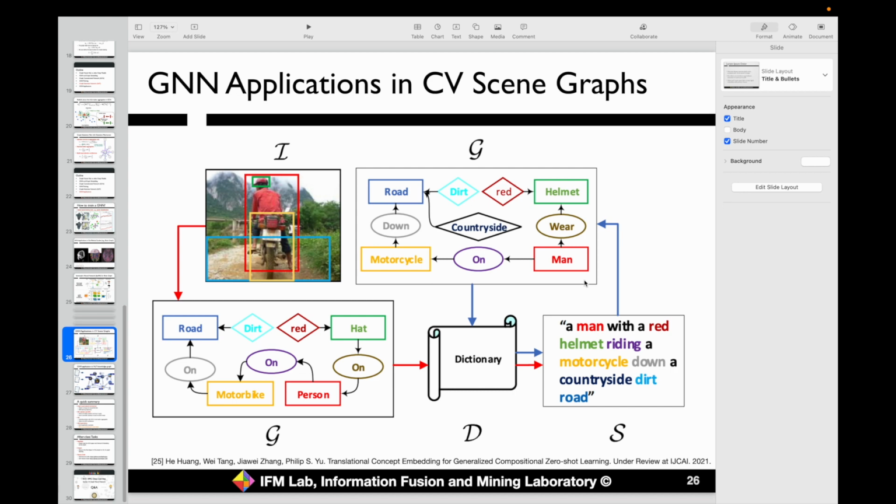So given the input image, we can extract the scene graph from the input image. We can further generate the sentence for describing the image based on the scene graph. This will require this graph as the intermediate result for connecting the images to the text, right?